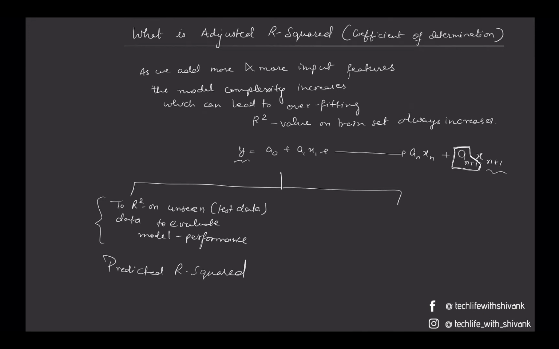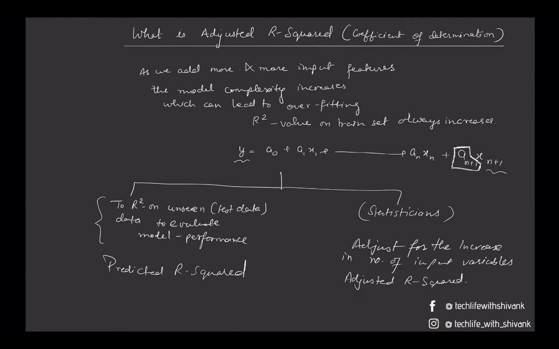The other option is what statisticians use, because they do not usually separate out a test dataset, they train on the complete dataset. So what they do is they adjust for the increase in the number of input variables, and they call it adjusted R squared. So how do we adjust our normal R squared?